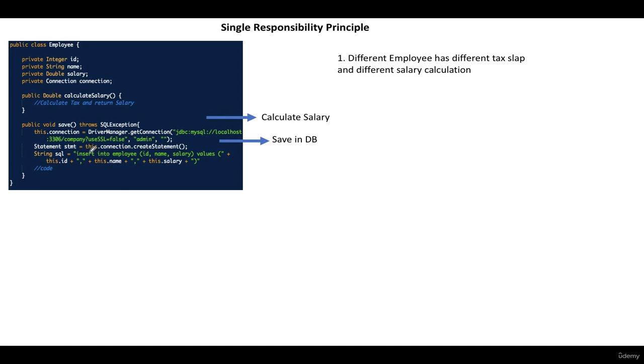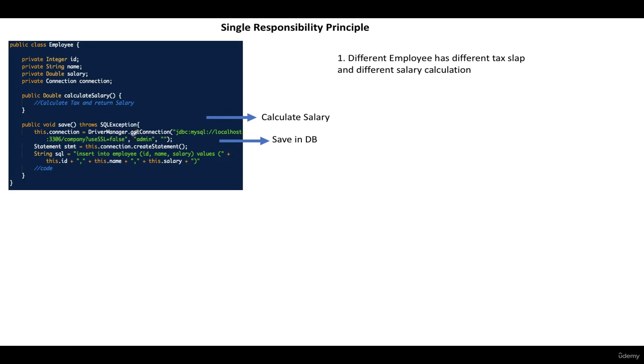Similarly, in the save method, we connect to the DB using the DriverManager getConnection, and then insert the details of the employee into the database. The problem here is that we create a connection to the DB and then enter all the details of this employee. DB operations happen multiple times in a project, and each time we create a separate DB connection.